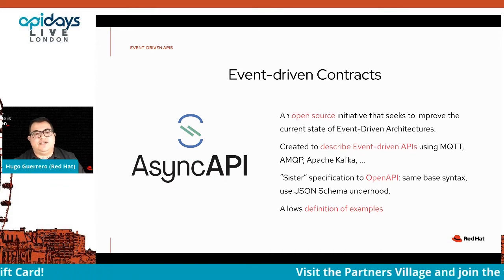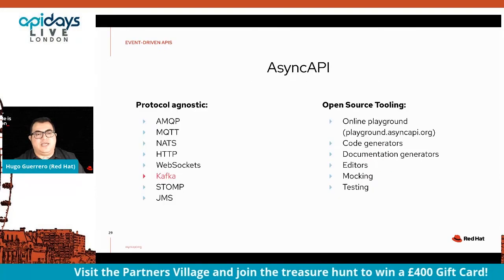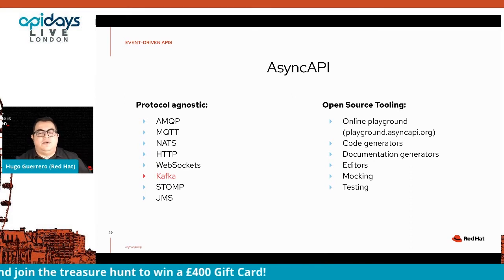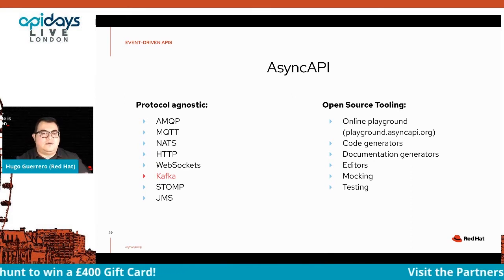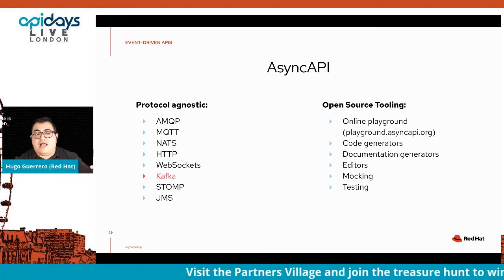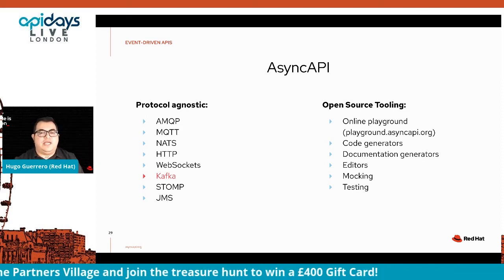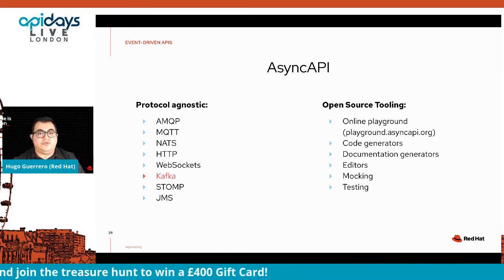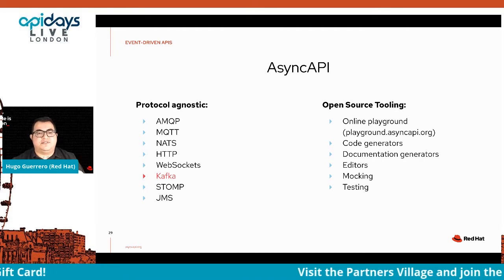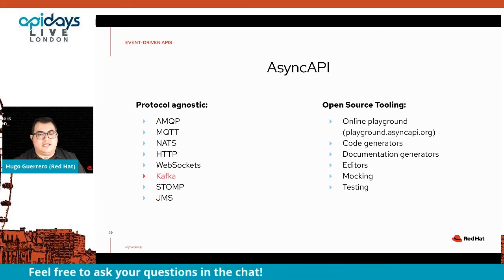So AsyncAPI is a very interesting way to start looking at event-driven APIs and stream-based communication. Because AsyncAPI, first, is protocol agnostic, so it's easy to apply that to our normal brokers where you're seeing AMQP, MQTT, Kafka, WebSockets, JMS, and such. And AsyncAPI is not just the specification, but it has an ecosystem around it, with playground, code generators, documentation, editors, mocking, testing, even by additional third-party providers like Red Hat.